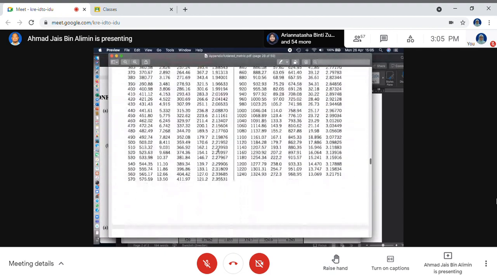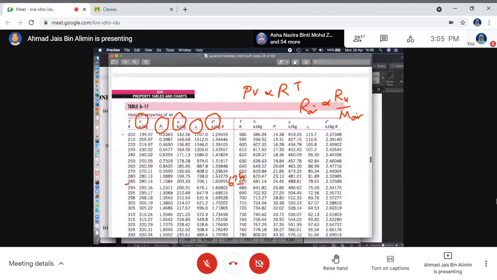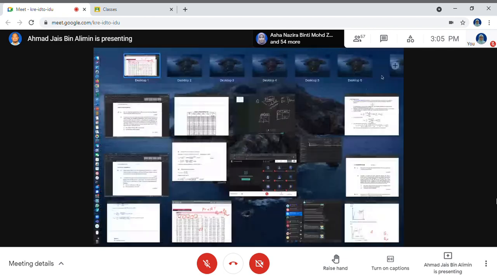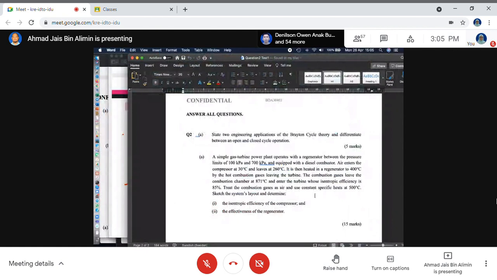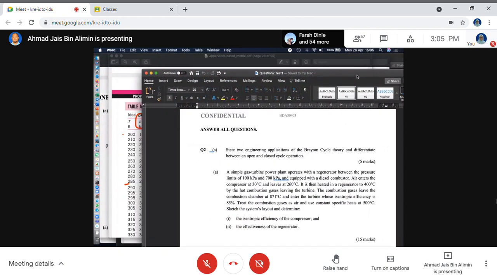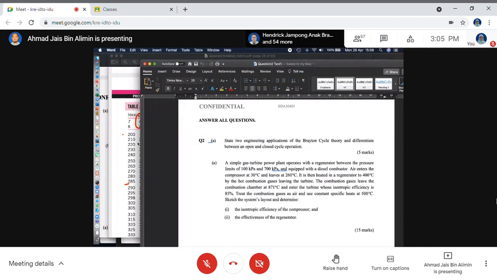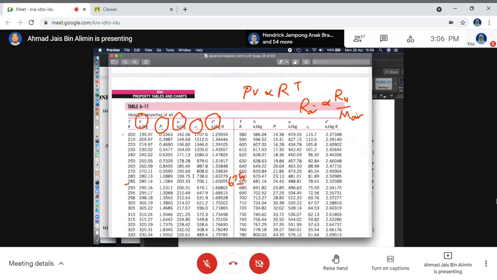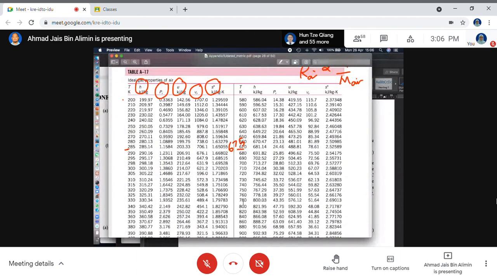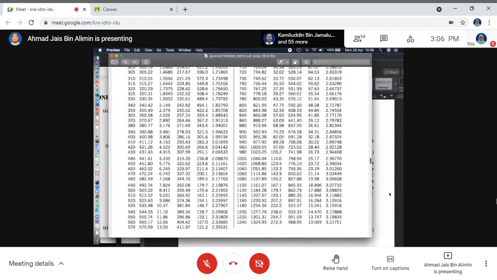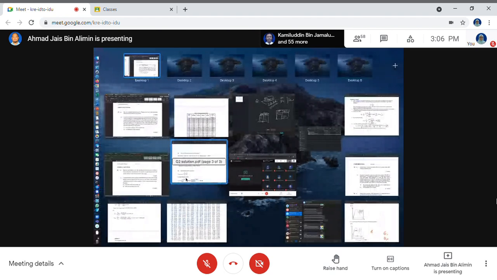Okay, so you can use this thing. So 500 Celsius. Treat the conversion gases as air and use constant specific heat at 500 degrees Celsius. Constant specific heat. 500 Celsius, 500 plus 273 is 773. Somewhere here. Okay. Jawapan dia.